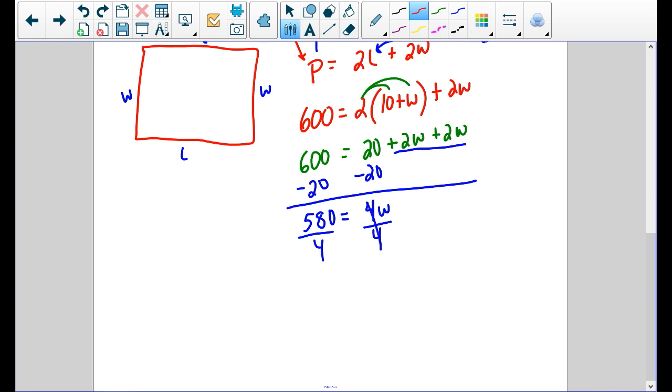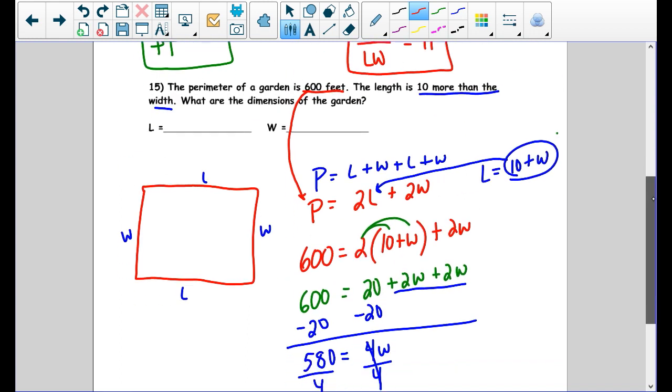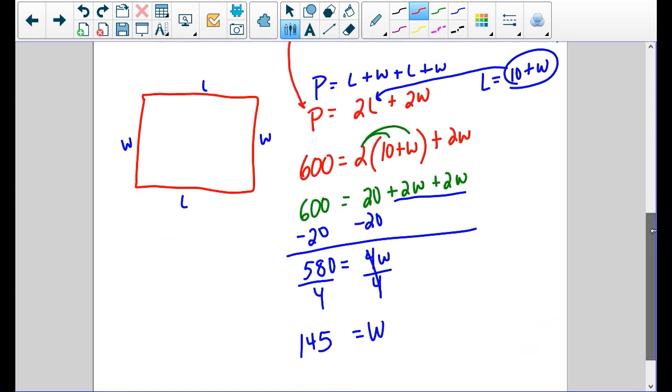So 4 divided by 4 is 1. 4 into 580. Big number. 4 into 5 goes once, right? 1 left over. 4 into 18 goes 4 times with 2 left over. 4 into 20 goes 5. So W is 145. Yep. So W is 145.